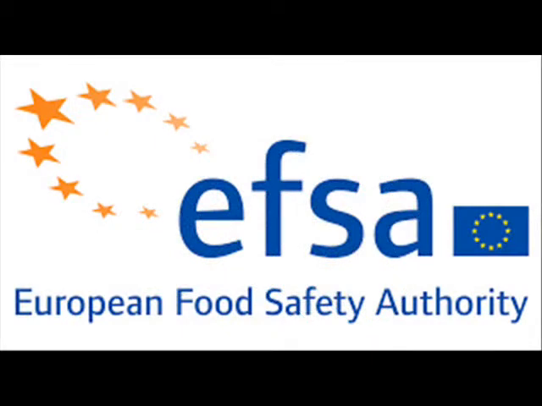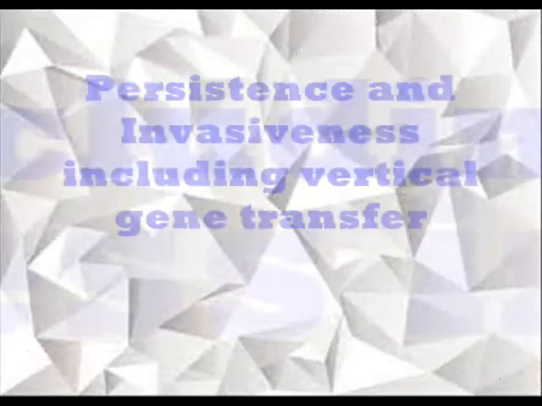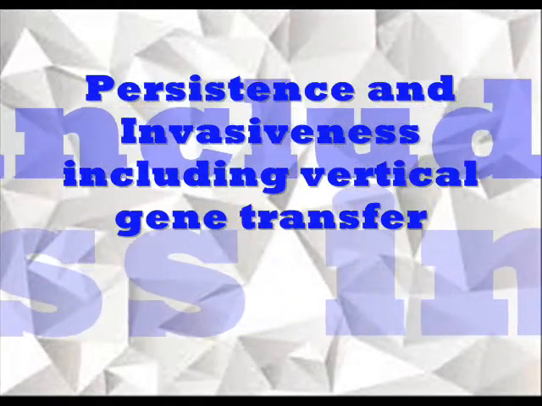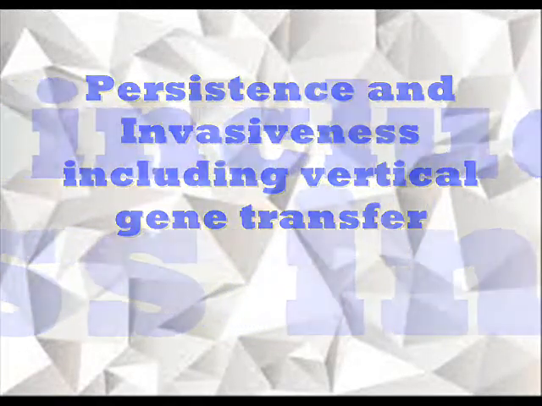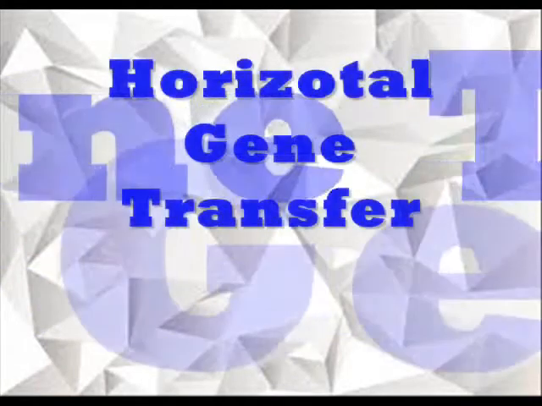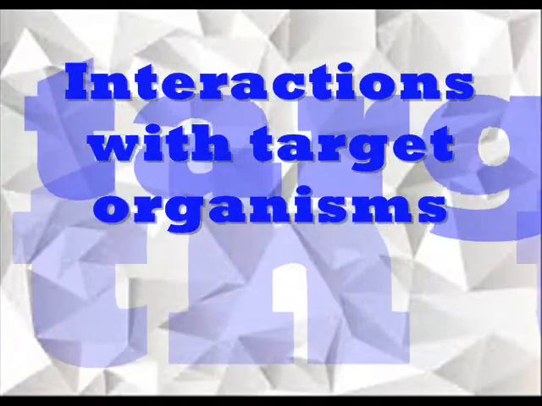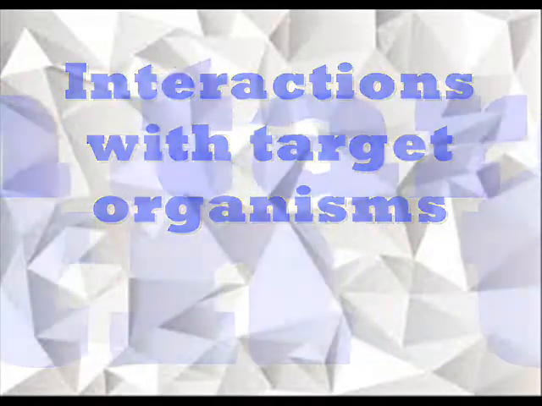While there are limitations to this field of concern, there are precautionary measures that have been applied. According to the European Food Safety Authority, there are 7 areas that should be dealt with in GMOs. Number 1. Persistence and invasiveness of the GM animal, including vertical transfer. Number 2. Horizontal gene transfer. Number 3. Interactions of the GM animal with target organisms.